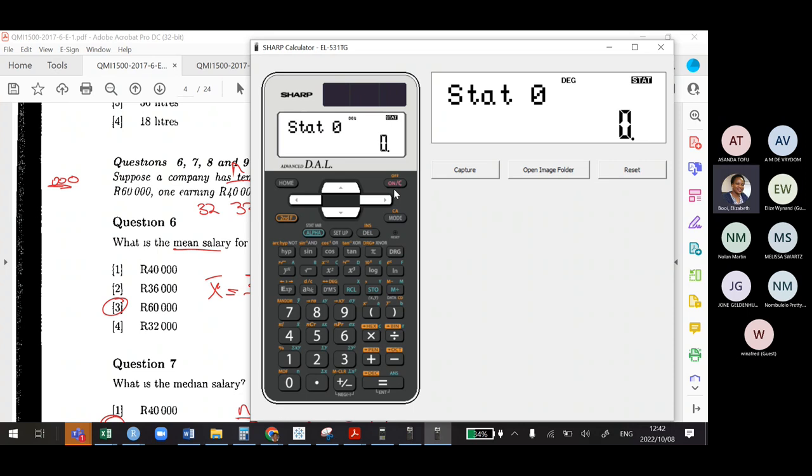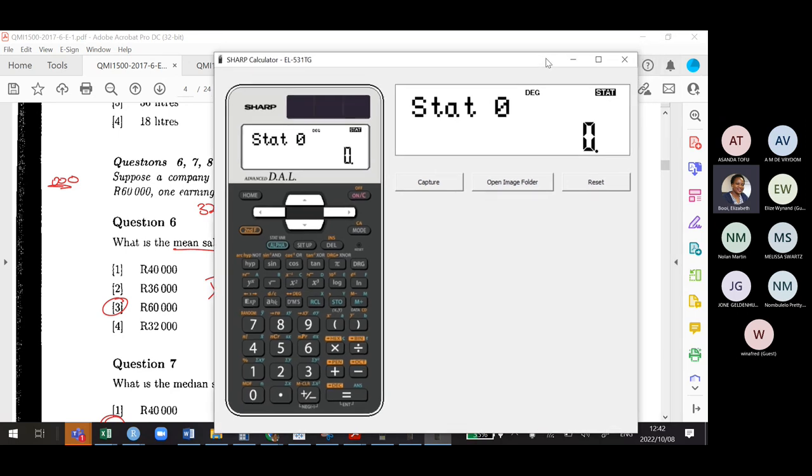So in order for you to keep track of what you are doing, you need to be very, very careful, because every time you enter the data, it will tell you data set 1, data set 2, data set 3, until data set 10. If you make any mistake, you have to clear your calculator and start again. And I'm going to show you just now. So you need to be very careful when you enter your data. So how do we enter the data here?